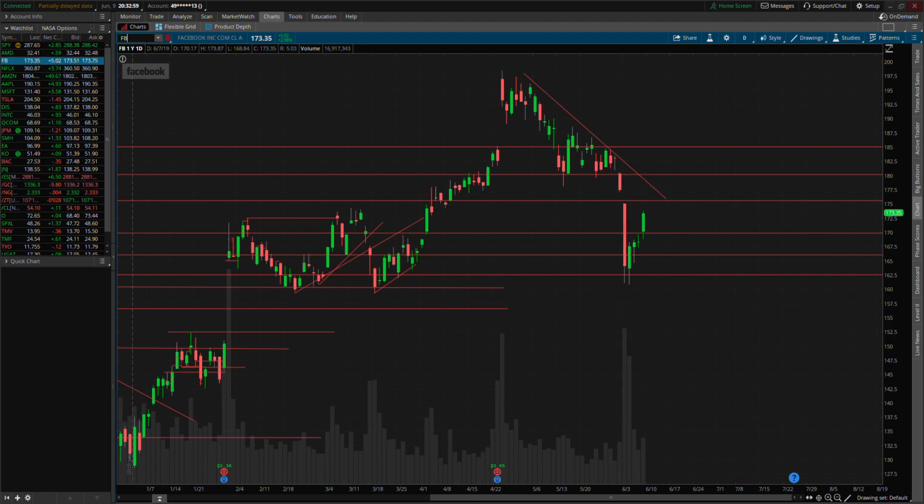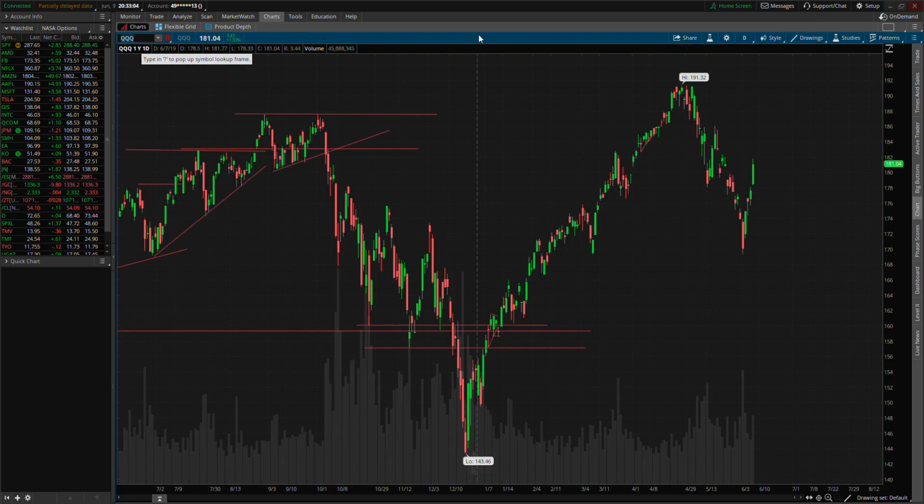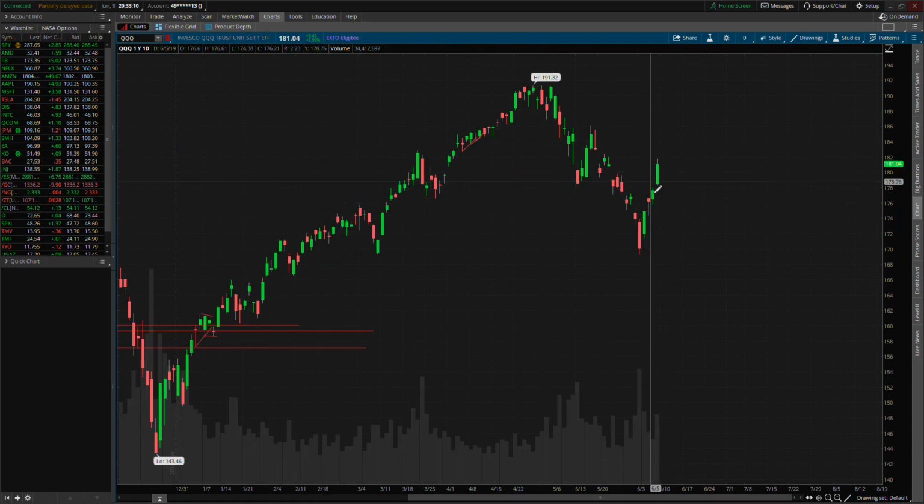Next one to cover is the QQQs. So the QQQs is like SPY as well, but for the NASDAQ ETF. Looking here, we can see that we did try to push like SPY, and we're trying to make that higher high, but we have not yet made that higher high.